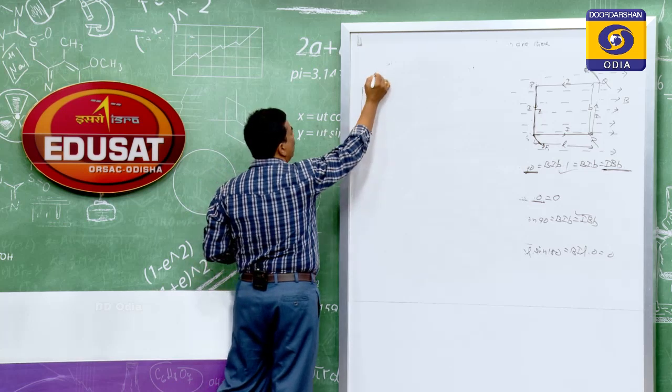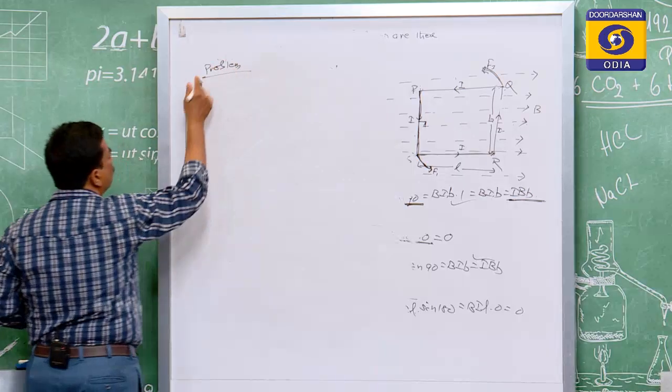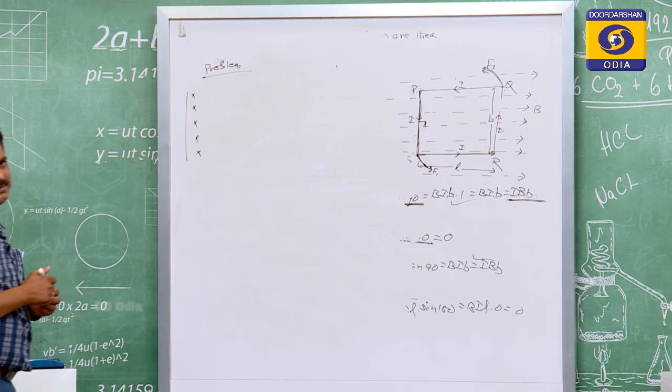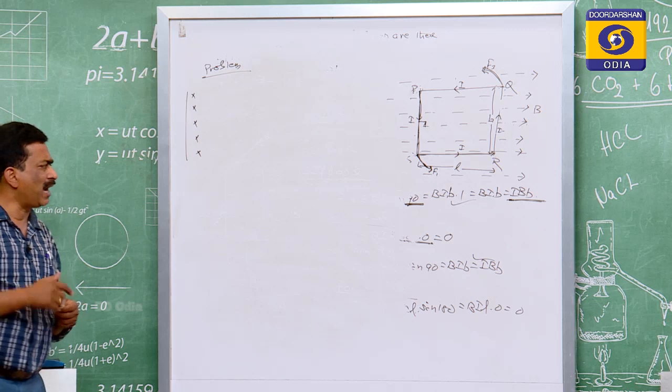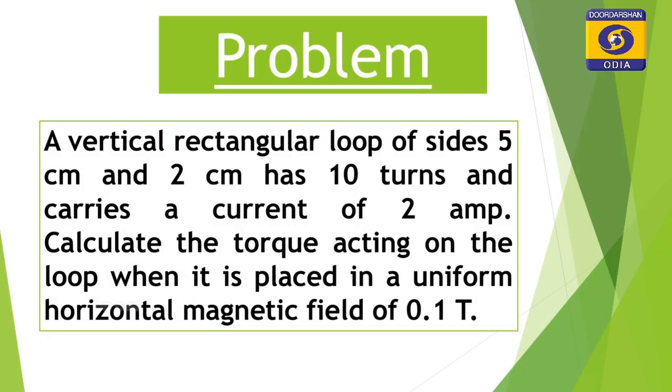If a problem is given, you just go through the problem and find its 5 steps. On your screen now you are finding that there is a problem. So, what that problem is providing, just look at it. A vertical rectangular loop of sides 5 centimeter and 2 centimeter.